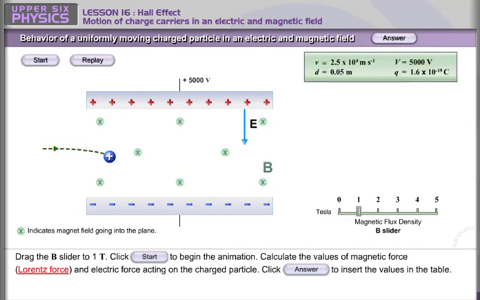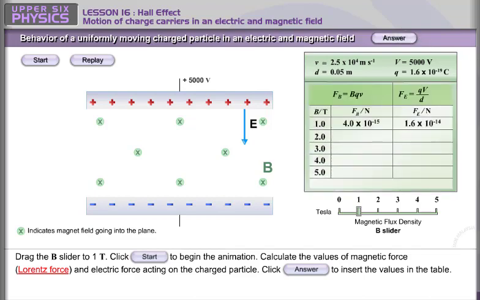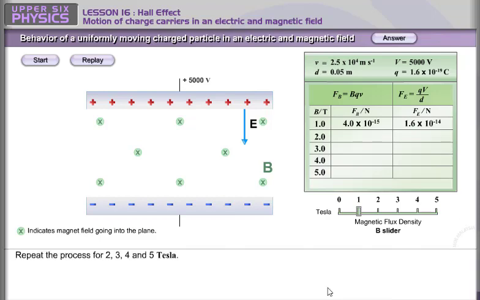Calculate the values of magnetic force or Lorentz force and electric force acting on the charged particle. Click the Answer button to insert the values in the table. Repeat the process for 2, 3, 4, and 5 Tesla.